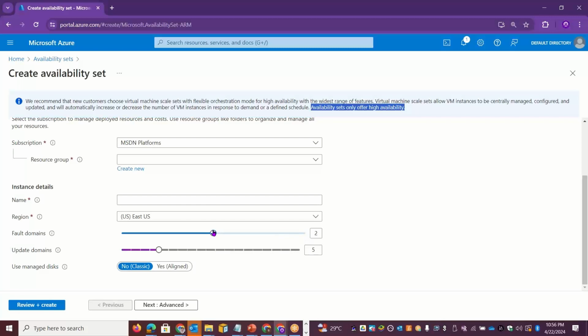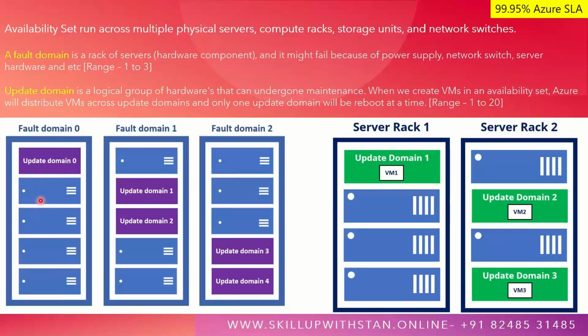The default number of fault domains is 2. The default number of update domains is 5, and you can increase it up to 20. Now, a fault domain is nothing but each and every single rack. Each rack is considered a fault domain, because if there is a fault in any of the physical components, it can be a disk failure, a network port failure, a server memory failure or a motherboard failure. So it is going to impact only one particular fault domain.